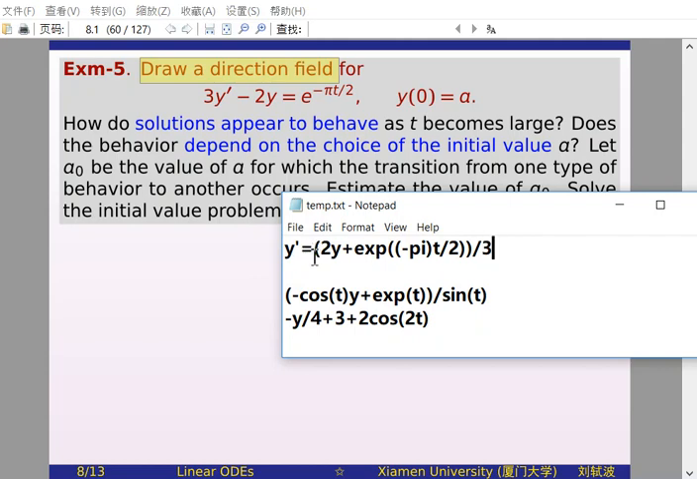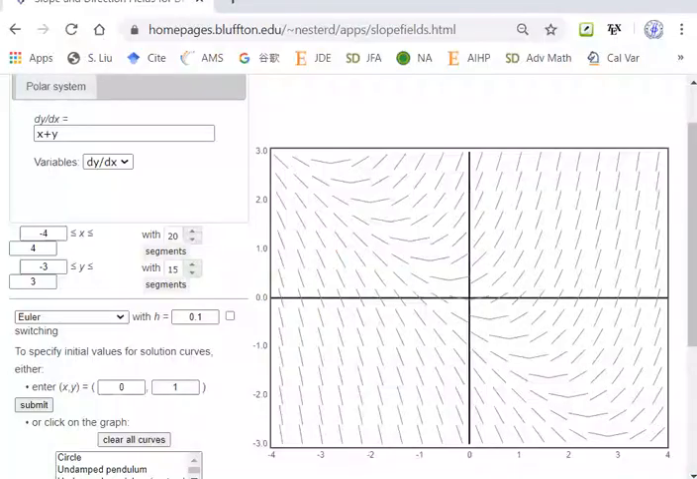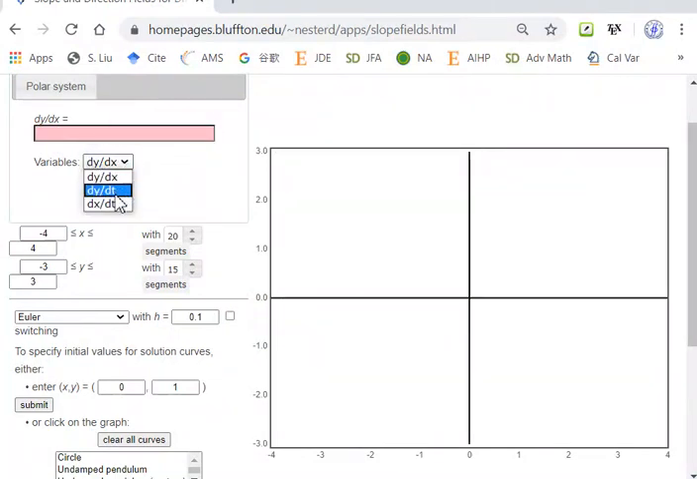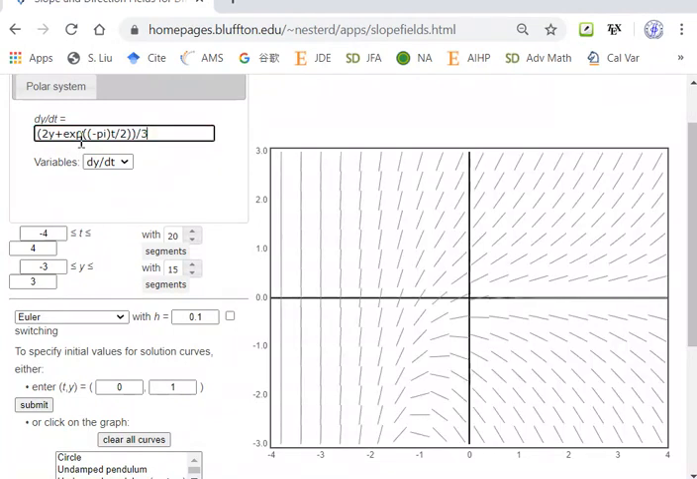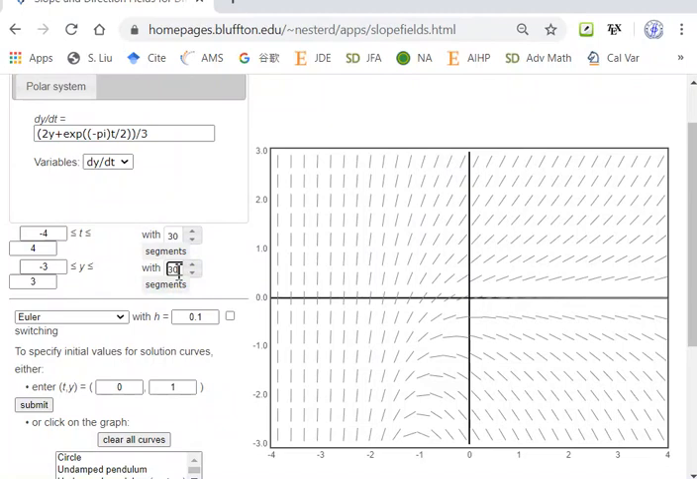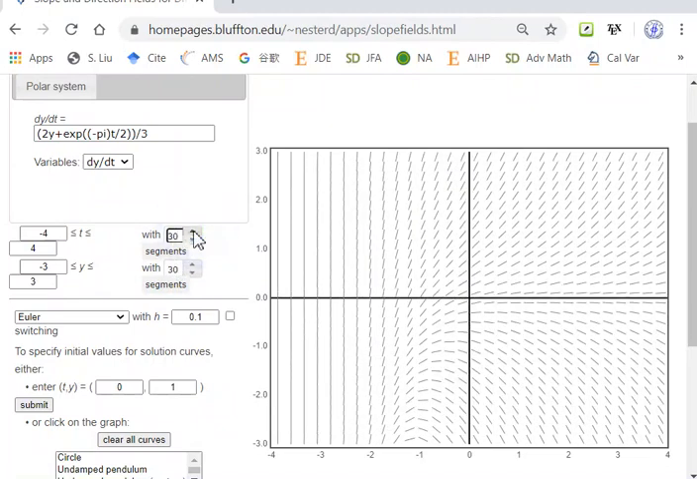So we copy the expression of y prime into this web page, where it is dy dt. Therefore, we need to replace y prime by dy dt, then copy the expression of dy dt into this box. Then enter. So this is the direction field. As we did before, we increase the number of points in both directions to make a finer picture, but 30 is the maximum. It cannot be any larger.